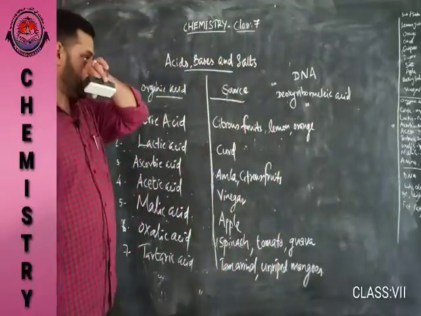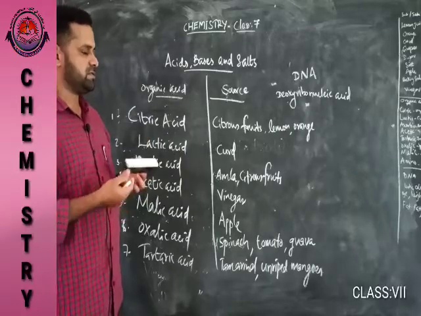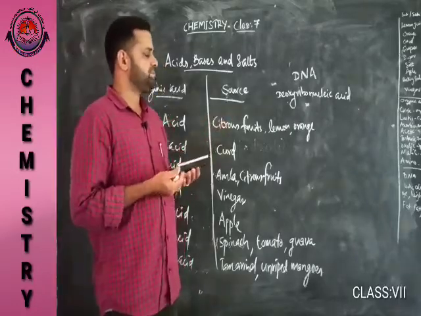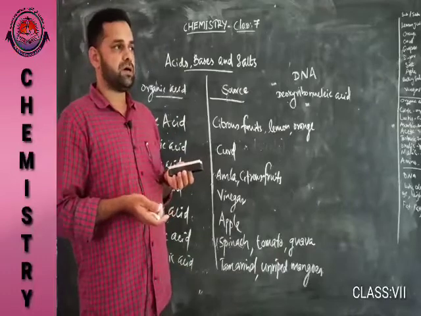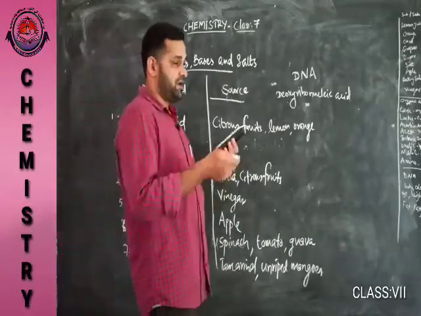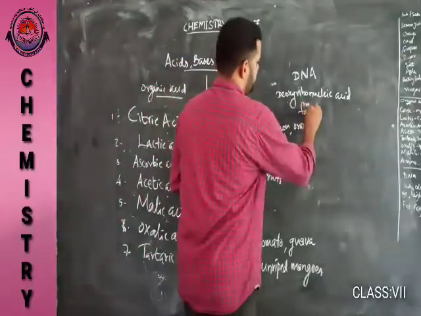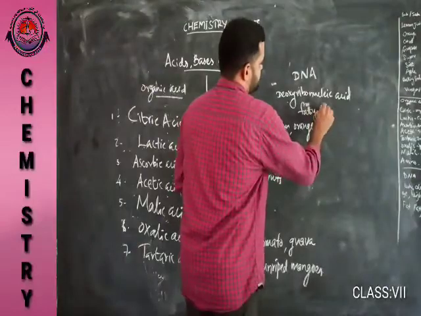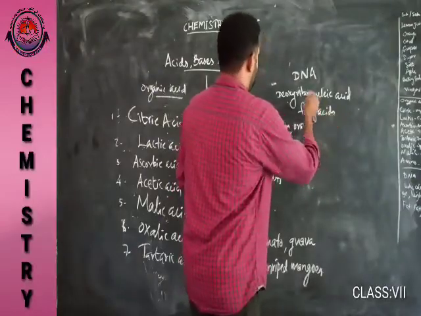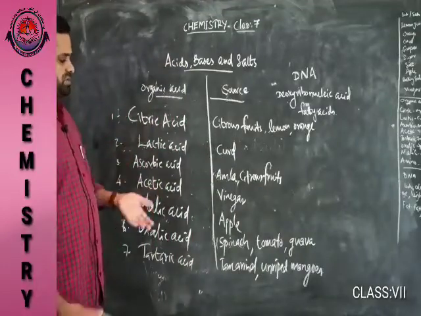DNA is another acid. It is found in all human beings. It contains DNA, and also you heard about fatty acids. Our fat contains what? Fatty acids. So all these are different organic acids, and their sources are there.